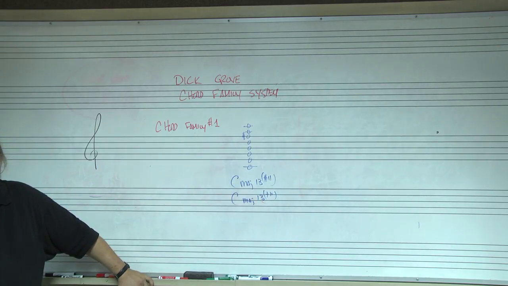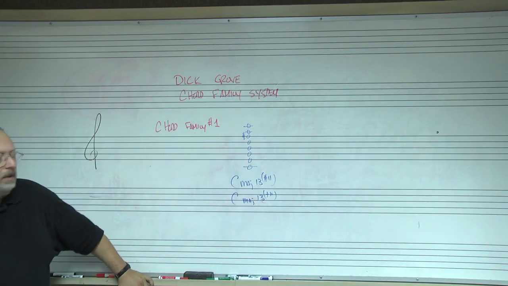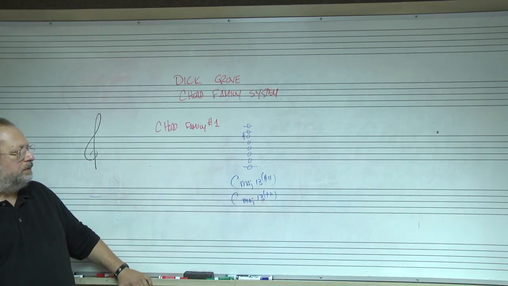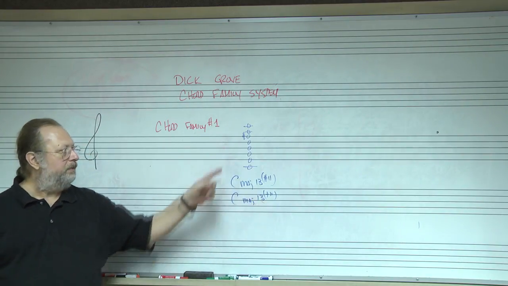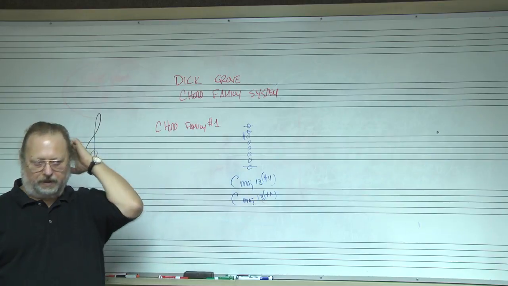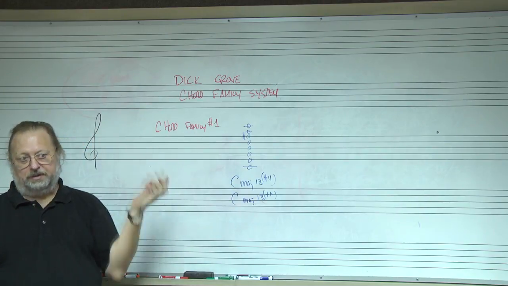Composers have used a Lydian scale before this, though, but no one had brought out an organized system of music theory based on the fact that, oh, that F sharp is what we need to use these 11th chords, and so it's based on the Lydian mode. Okay, so chord family one is this C major 13 plus 11 chord. So the scale that fits that chord family has to be a C major scale with an F sharp in it, right? So you can use a C Lydian mode.